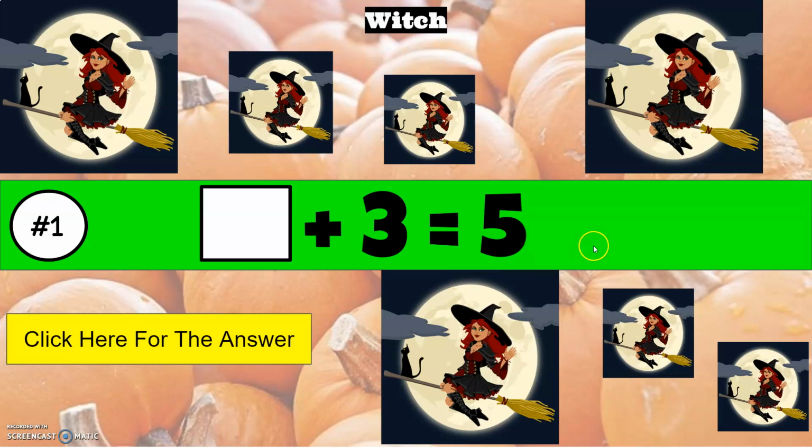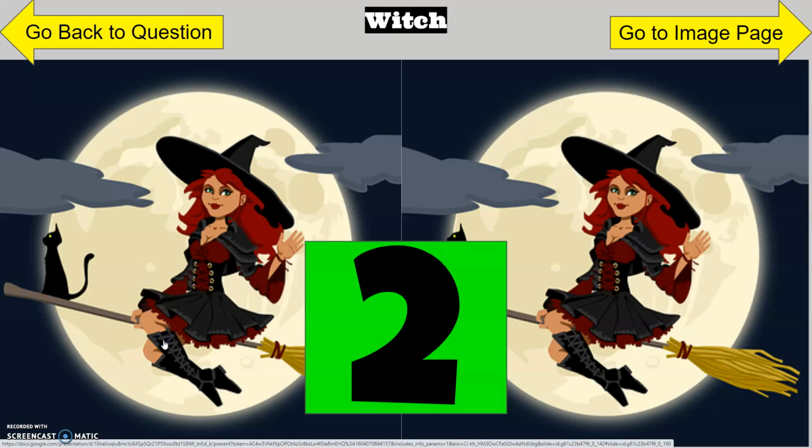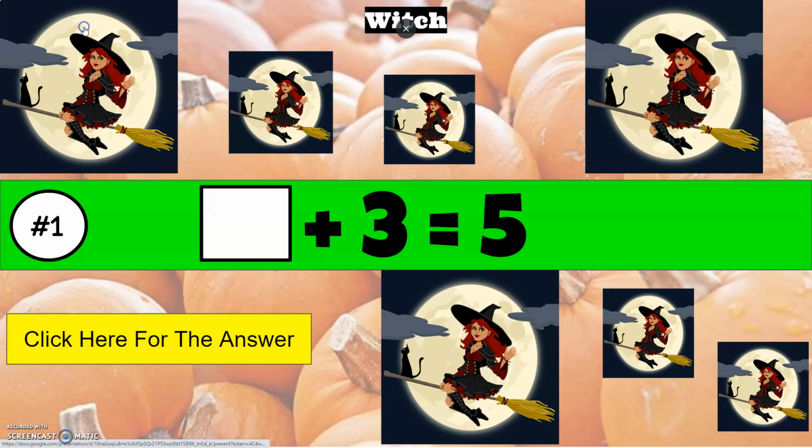So once you're on here, you're going to solve for the box or the variable, whatever you have. But make sure you are showing your work. Remember, I am going to see your work when you upload it. Once you solve it and you get your answer, you're going to click here to see what the answer is. If you get it right, you can go back to the image page, click a new picture, and do the next problem. If you get it wrong, I expect you to go back to the question, try and resolve it until you get the right answer.